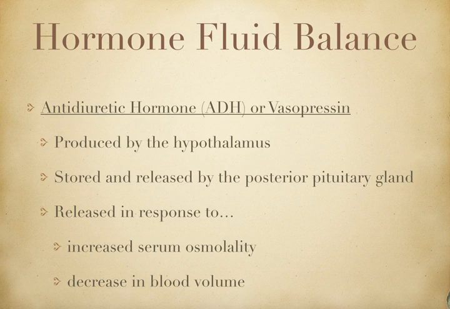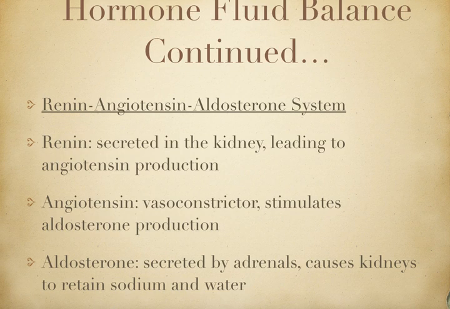Layer that on top of the kidney fluid balance, the vascular fluid balance, the fluid movement, the fluid types, that sort of thing. So it's really getting a good handle on each one of these components. And so there's another important hormone fluid balance that we need to take into consideration. That's the renin-angiotensin-aldosterone system, sometimes called the RAS system, RAAS.